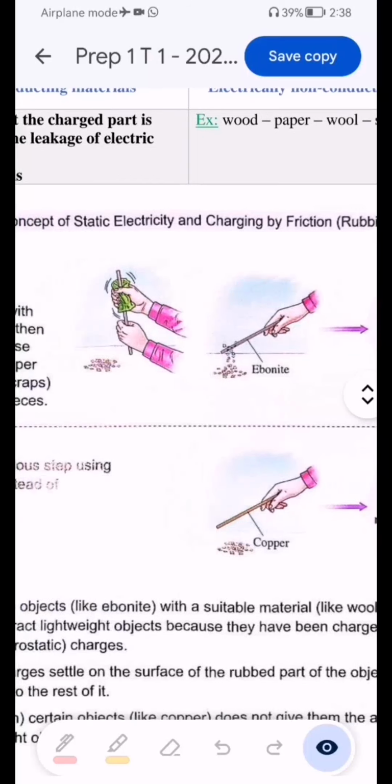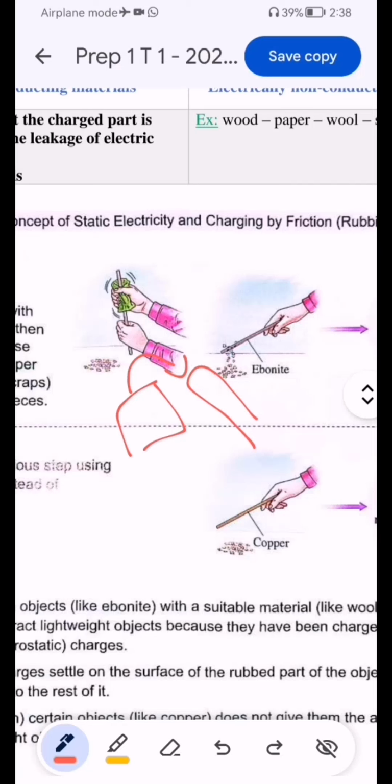Because when we rub the ebonite rod and the piece of wool together, some charges transfer from the wool to what? To the ebonite. That accumulate on the surface of ebonite. These charges accumulate, or settle, or collect on the surface of the ebonite. So the ebonite becomes what? Negative. And the wool that loses electrons becomes positive. Okay? These charges, positive and negative, are called electrostatic charges.